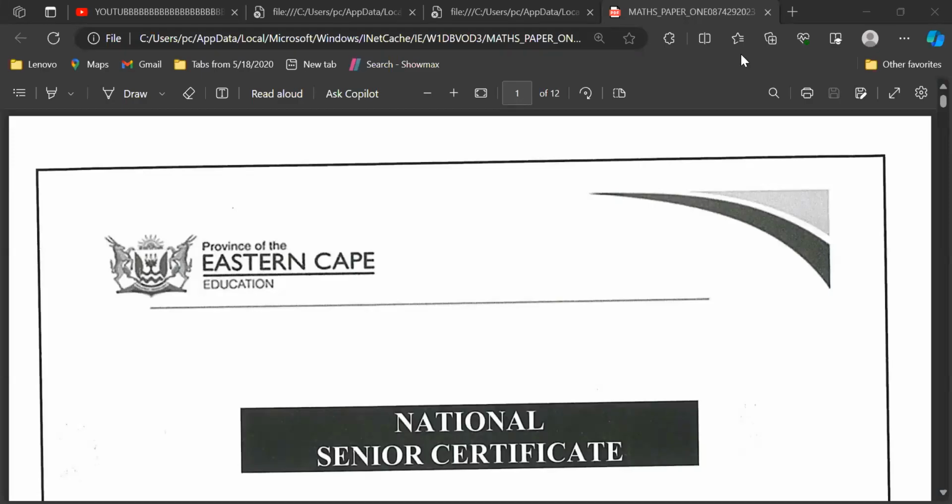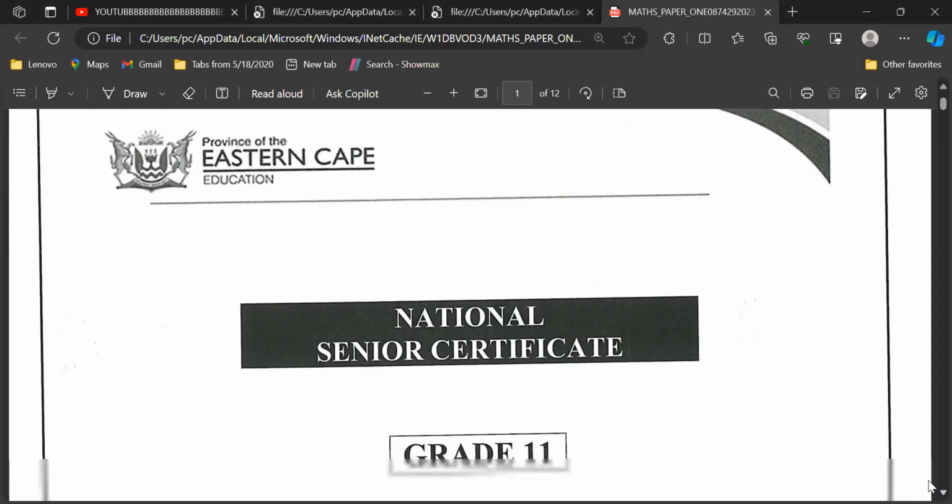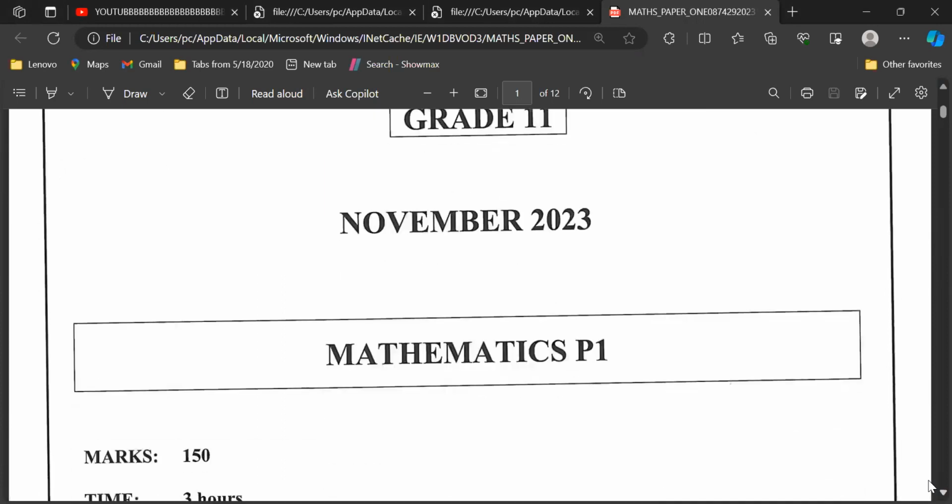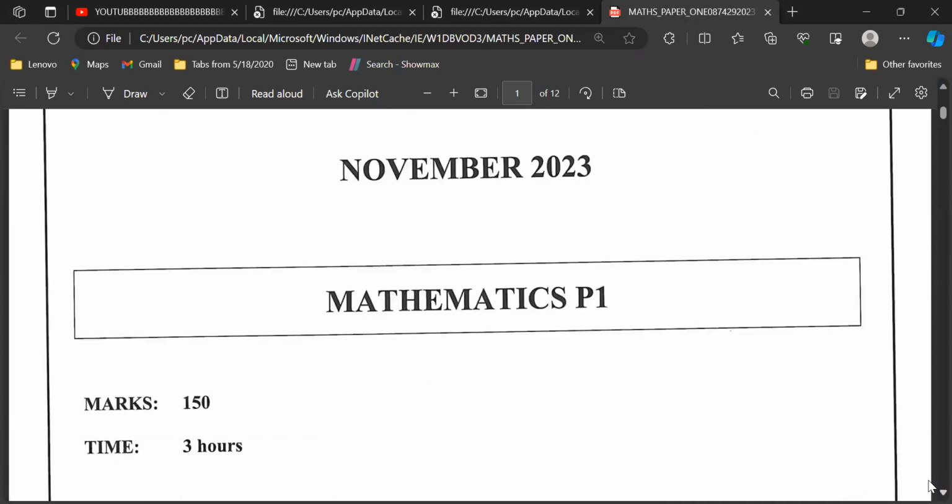Usually they give us the rules. Okay? So if you look at this one, grade 11 paper, November 2023. We're going to get something similar to this one. It's mathematics paper 1, marks 150. Time is 3 hours.